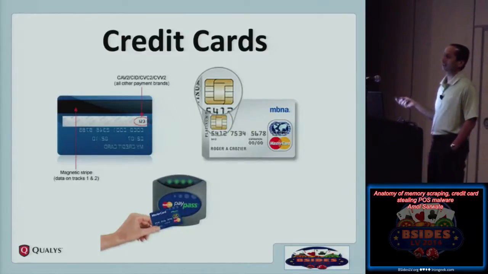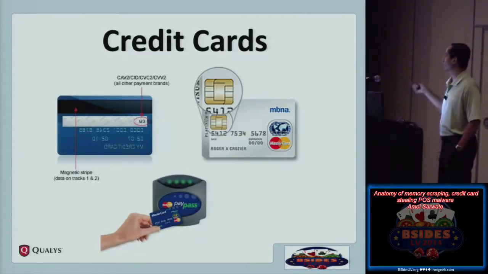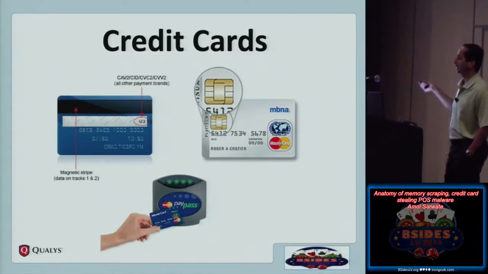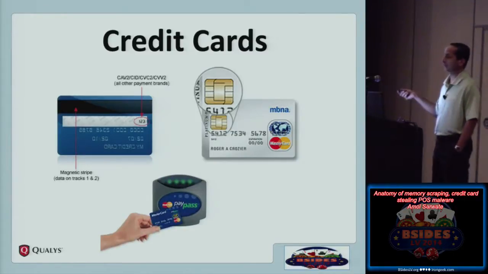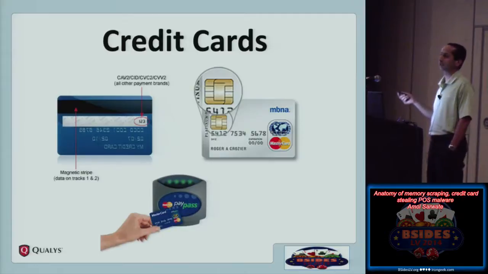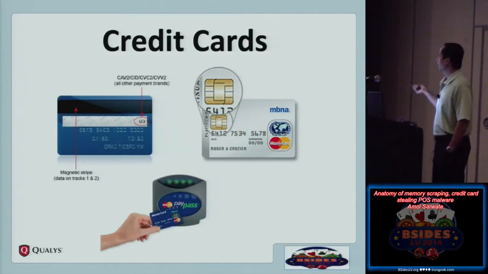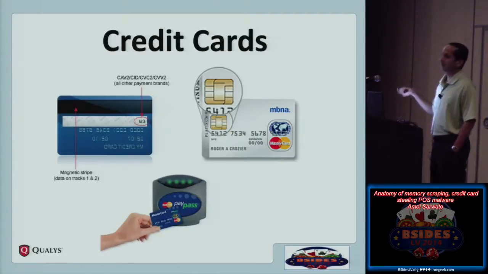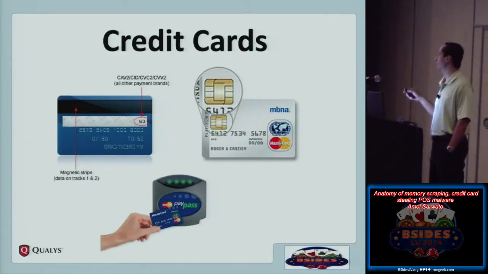Going to credit cards. This is a pretty basic slide. Usually there are three different types of credit cards. First is your usual magnetic stripe credit card. On the back of the credit card you have the magnetic stripe, which stores all the information like your credit card number, your name, and the expiry date of the credit card. The second type is the chip and pin credit card, which is not found in the US as of yet, but it's coming pretty soon.